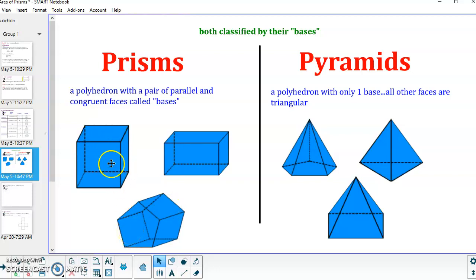So this looks like it would be a cube. This one looks like a rectangular prism. And then over here for the pyramids, we're going to have a pentagonal pyramid. Looks like a square or a rectangular pyramid. And then we've got a triangular pyramid. So there's only one base on these, and then all of the other faces are going to be triangular. The prism back here, the bases, again, whatever shape it is, and then the other faces are going to be rectangles.